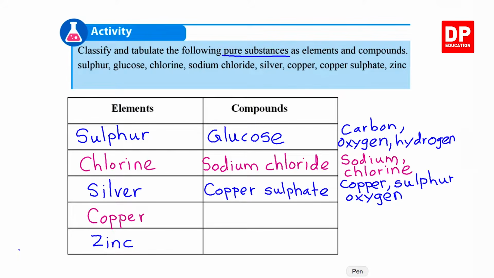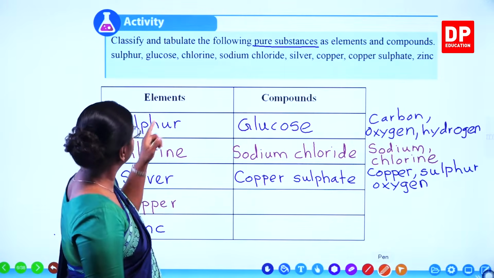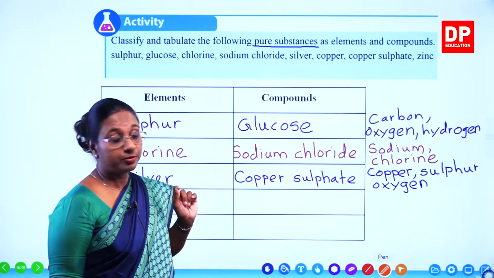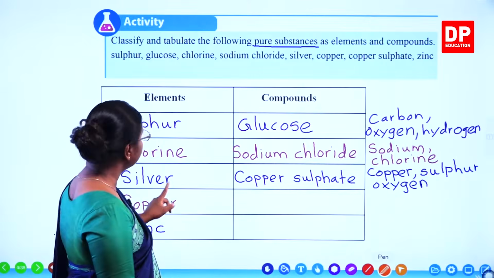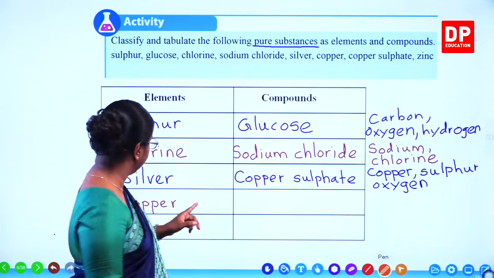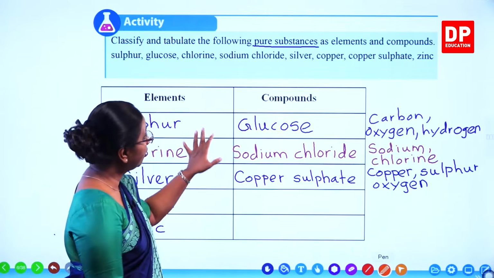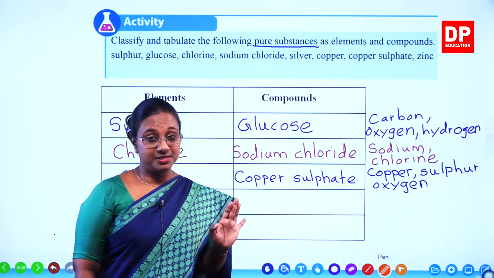Is that okay, students? So here sulfur is an element, glucose is a compound, chlorine is an element, sodium chloride is a compound, silver, copper, they are elements, then copper sulfate is a compound and zinc is an element. So that is how we classify these substances.